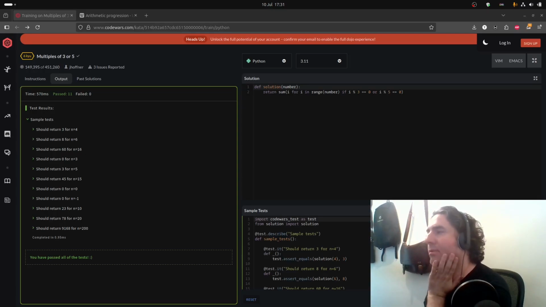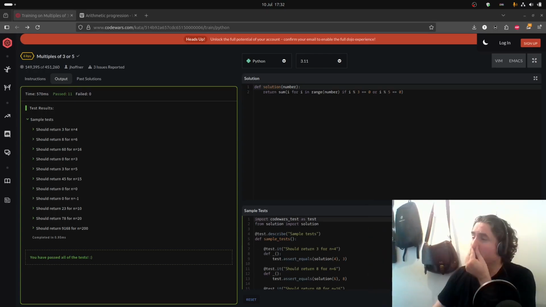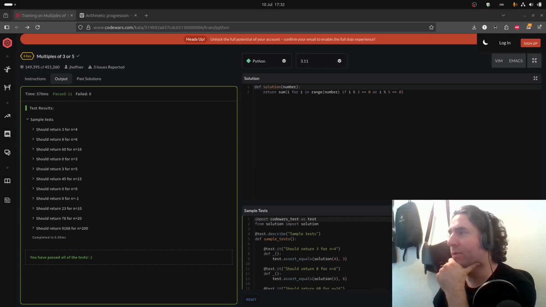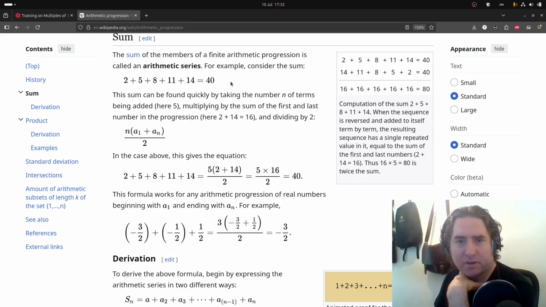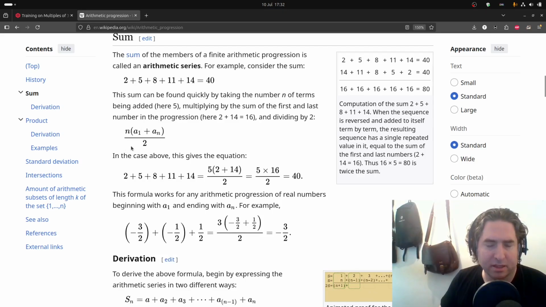A lot of these code problems have what I call a gag, or a magic spell. You either know it or you don't. This one, I didn't know the gag, so I had to research it. The sum of all members of a finite arithmetic progression is called an arithmetic series. For example, consider the sum 2 plus 5 plus 8 plus 11 plus 14 equals 40. This sum can be found quickly by taking the number of terms being added, here 5, multiplying by the sum of the first and last number in the progression, here 2 plus 14 equals 16, divided by 2. This is the magic spell here, right? The gag. If you know this, you've got it, and if you don't, there's nothing you can really do.